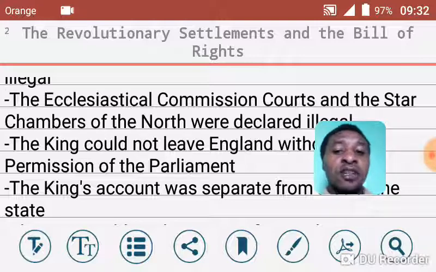In addition, the Bill of Rights stated that the king's account was to be separate from that of the state. Even his weekly list for his daily consumption had to pass through Parliament for censorship so as to curtail excess expenditure. This was because James II did not have any separate account from that of the state, but the state account was equally that of the king, and so there were a lot of excesses on the part of the king. The Bill of Rights equally stated that the Ecclesiastical Commission Courts and the Third Chamber of the North, which James II re-established in 1686 in order to punish his opponents, were declared illegal.